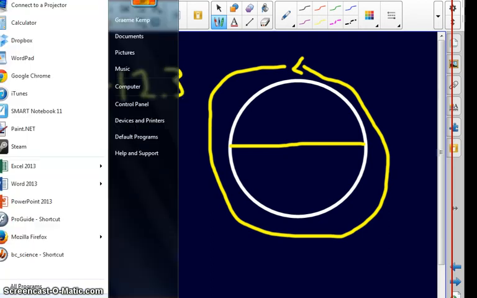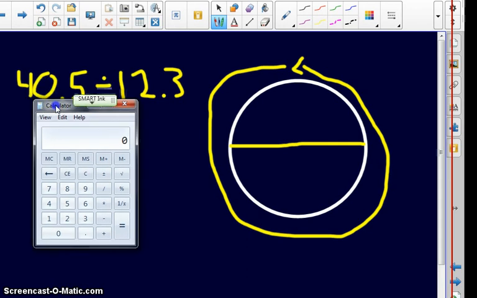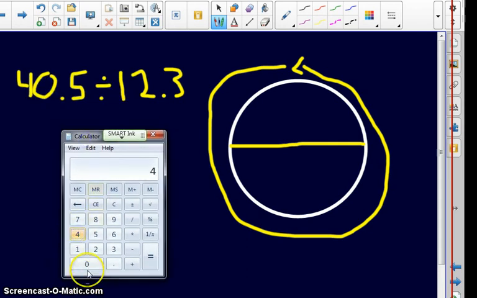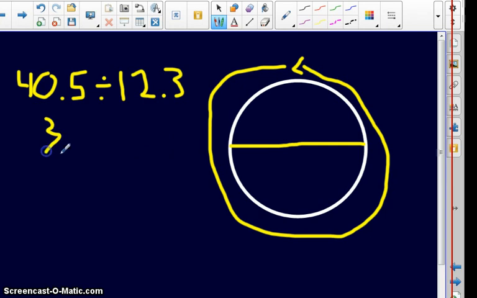For that, I'm going to use a calculator because this assignment is not about doing it in your head. So on my calculator, I will punch in 40.5 divided by 12.3. My answer is 3.29. I'll just pick the nearest hundredth. If you want to put in more numbers than that, you're certainly welcome to do that.